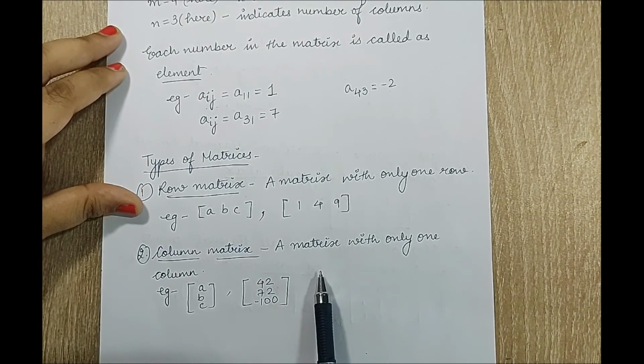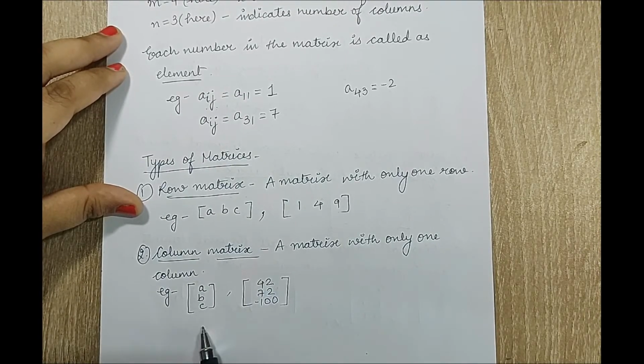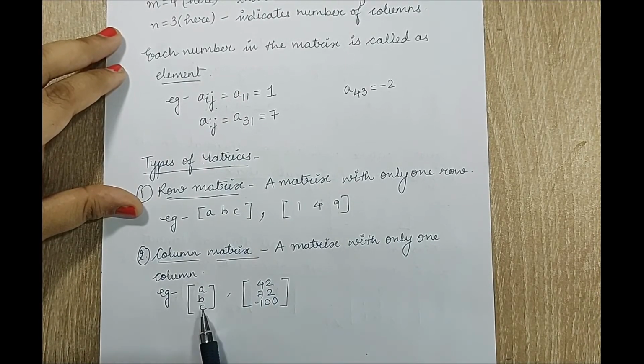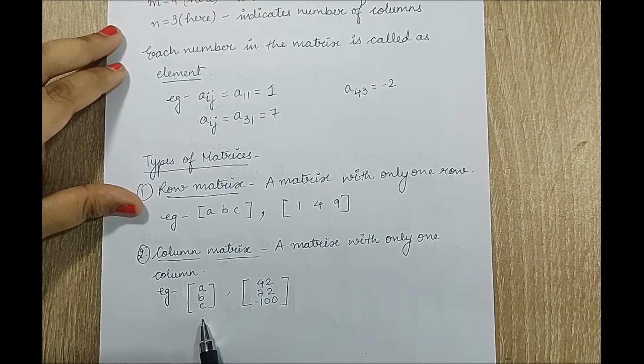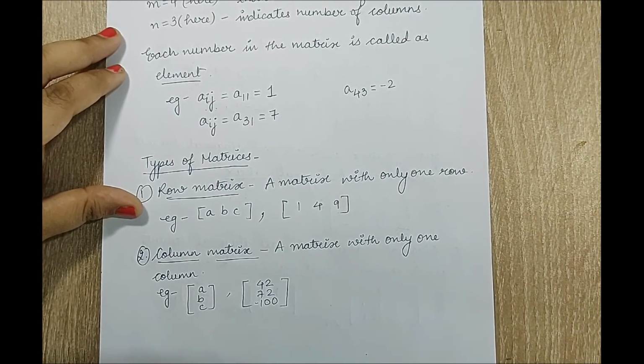Next is column matrix. A matrix which has only one column is called a column matrix. Like you can see here A, B, C. These are the three elements held in a single column. So it is called a column matrix. Here also you can see there are three elements.